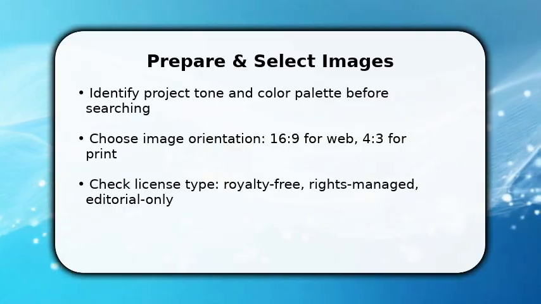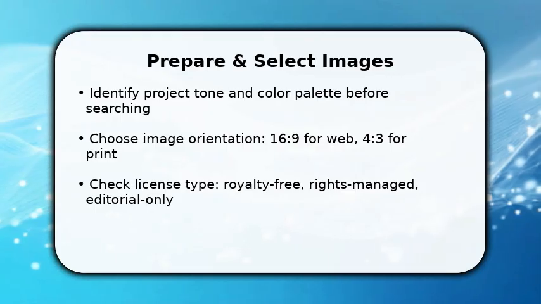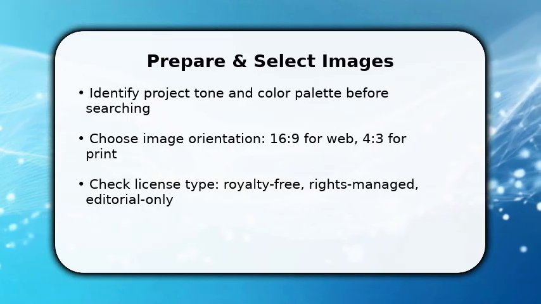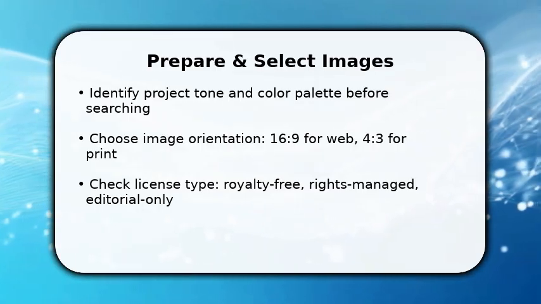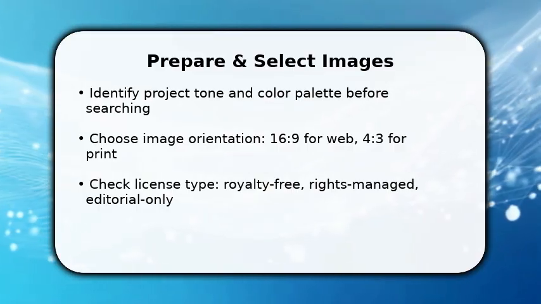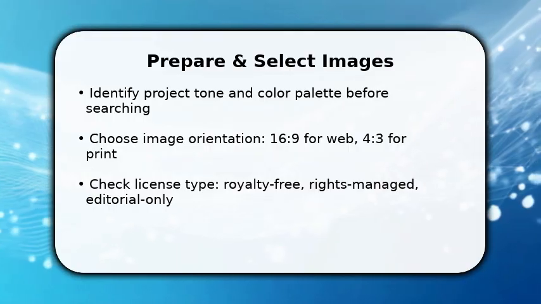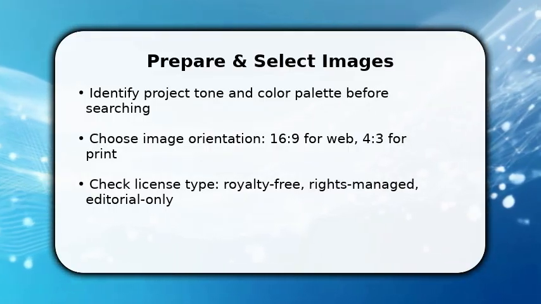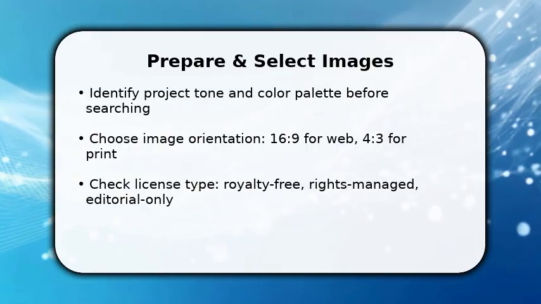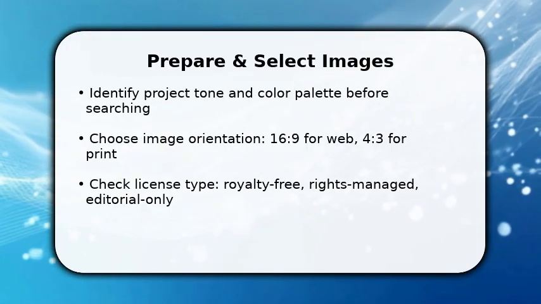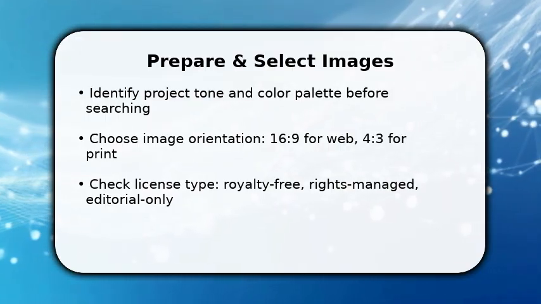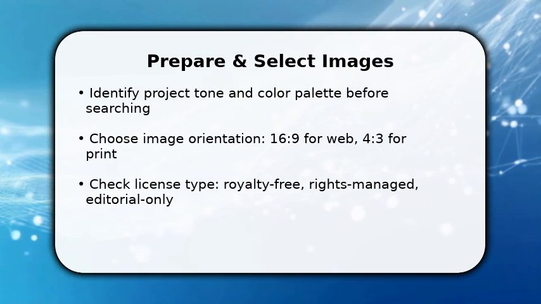You start by defining what the image must communicate and why it matters to your viewer. Once you know tone and palette, search stock libraries with specific keywords and orientation filters. This saves hours. Make sure to immediately confirm the license type, royalty-free versus rights-managed, changes reuse and cost. If you plan modifications, check if the license allows derivatives. These early selections prevent legal headaches and keep visual consistency across the project as you move to editing.